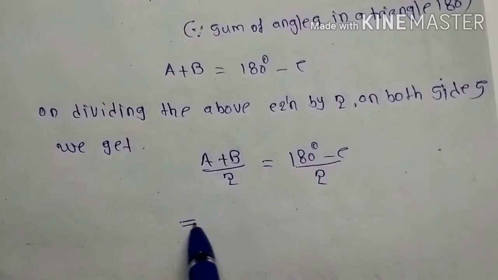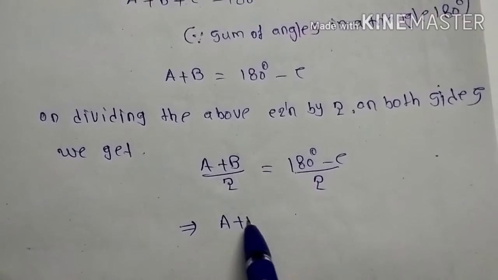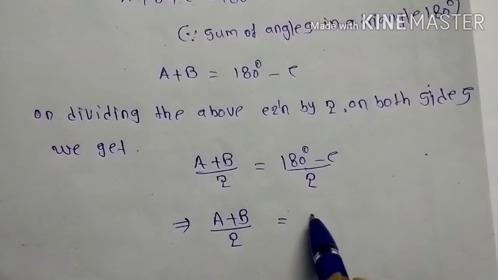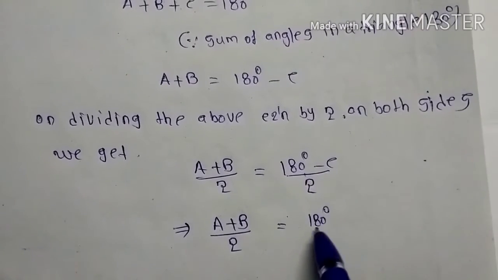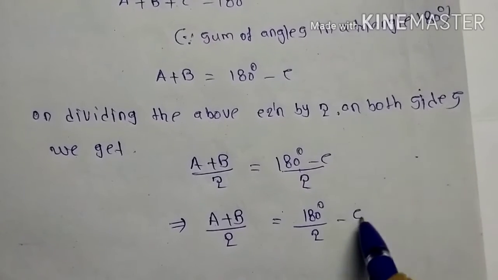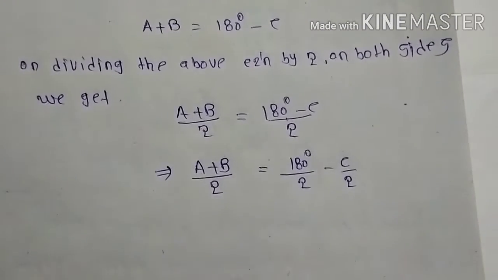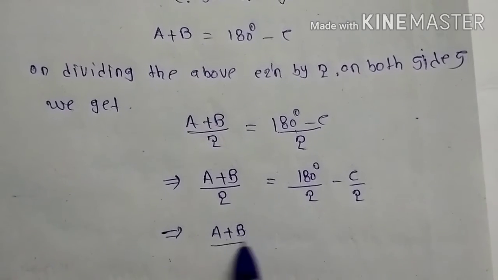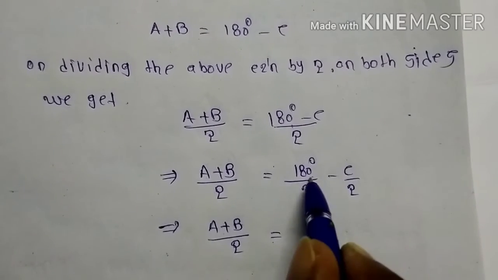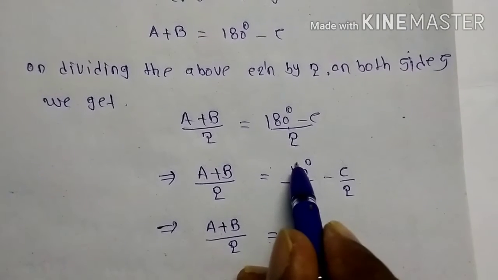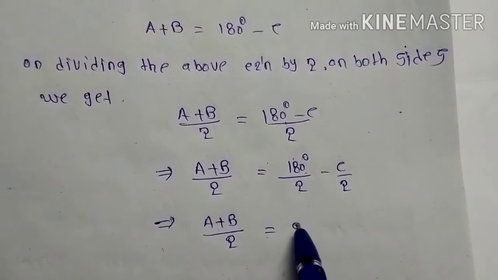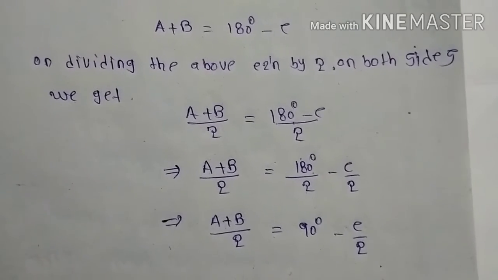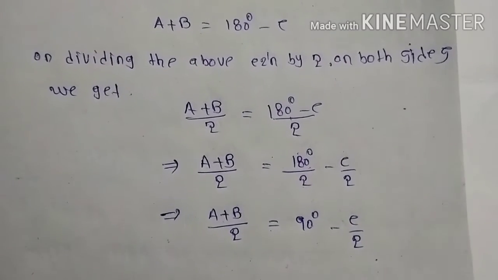That means I can write here, (A plus B) by 2 is equal to 180 by 2 minus C by 2. Can I write or not? See here, implies (A plus B) by 2 is equal to 180 by 2, which is 90 degrees. Yes. So 90 degrees minus C by 2. Here, 90 degrees minus C by 2.